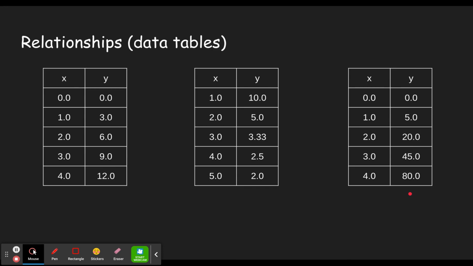Then we're going to see data tables. First data table we'll look at over here. We see when this doubles, goes from 1 to 2, that's doubling. We see y doubles, goes from 2 to 6. We can check 2 to 4 also. 2 to 4 is doubling. 6 to 12 is doubling. That is a linear relationship.